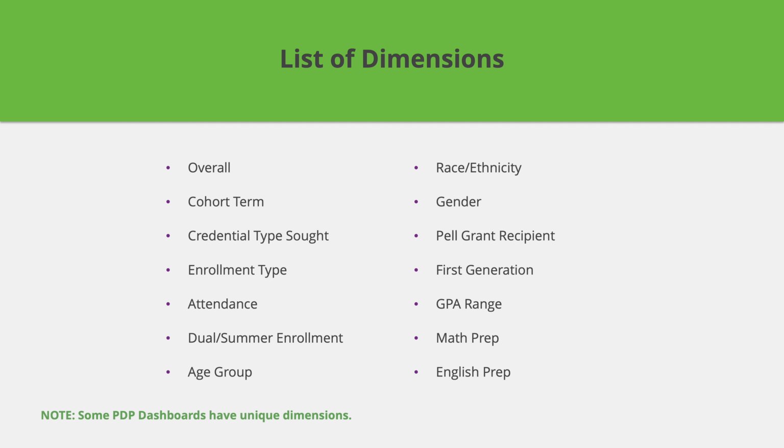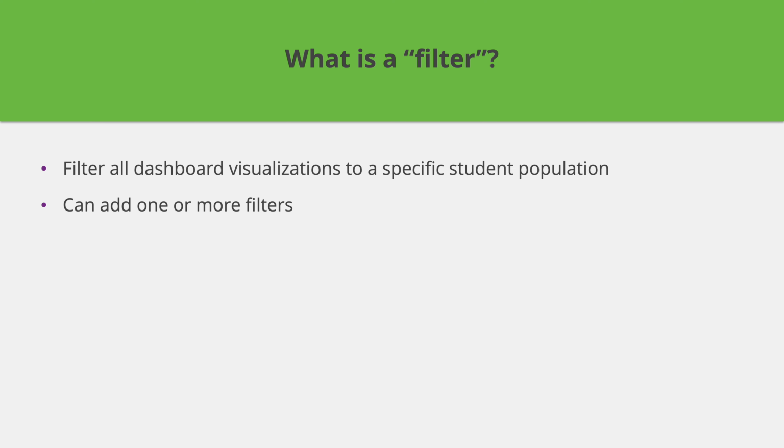GPA range segments students in half-point increments from 0 GPA to 4.0 and above. The last two dimensions are math preparation and English preparation. Both segment students based on their readiness or preparation to take college-level math or English courses. Your institution determines what readiness means. In addition, some PDP dashboards may have unique dimensions.